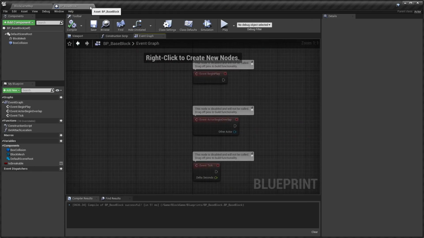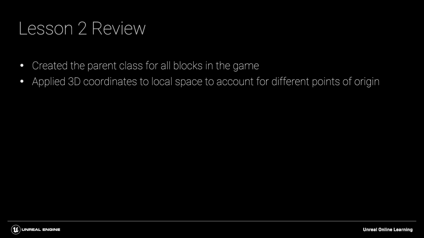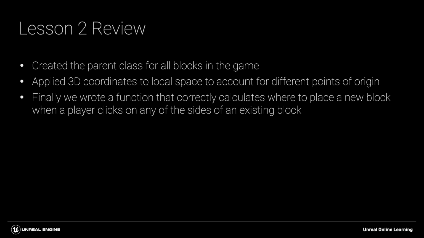You can close the BP base block. And let's review the objectives for this lesson. In this lesson, we created the parent class for all blocks in the game, the BP base block. We applied 3D coordinates to local space to account for different points of origin. Finally, we wrote a function that correctly calculates where to place a new block when a player clicks on any of the sides of an existing block. I'll see you in the next lesson.